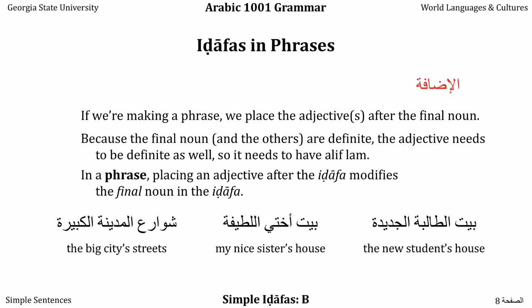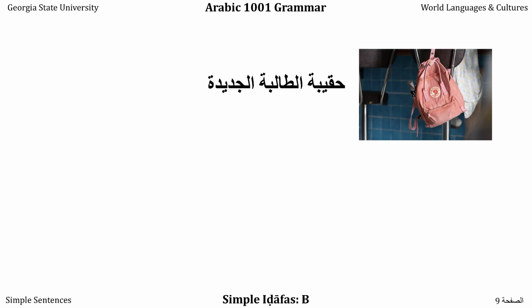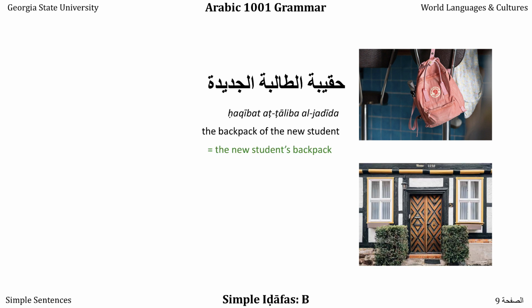It is the city here that is big, not the streets. This is easily found via example. Haqibat al-Taliba al-Jadida, we've already seen, the backpack of the student, the new, or the new student's backpack. We can do this with a masculine object as well.